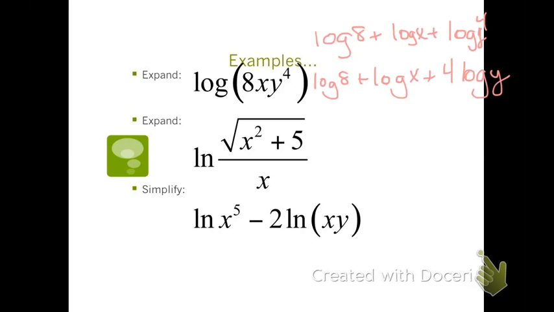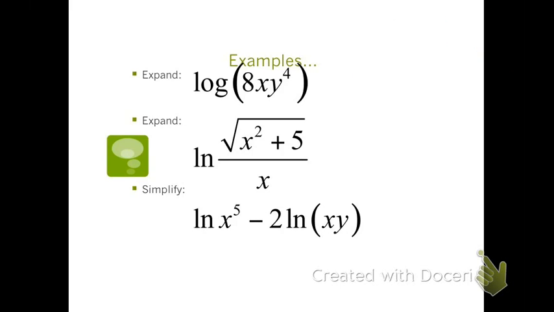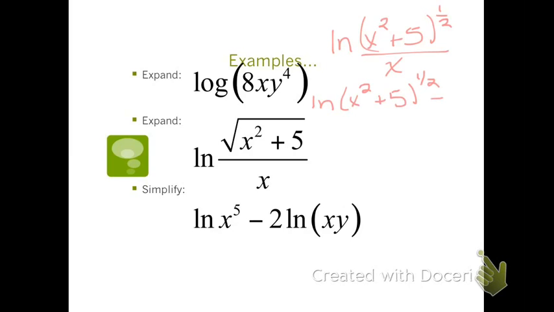For the second one, we have division, we have some multiplication, we have a square root. So copy down your answer to the first one. Let me erase and give myself some room. Alright, so what I'm going to do here first off is start with rewriting the square root as an exponent. So then I have the natural log of x squared plus 5 to the 1/2 minus the natural log of x. This is all one big.